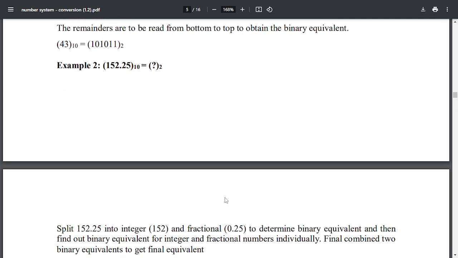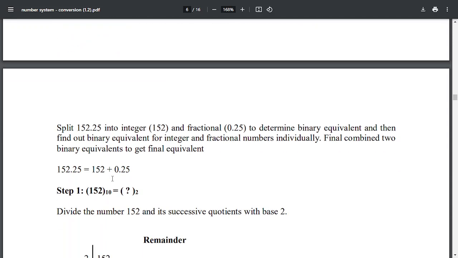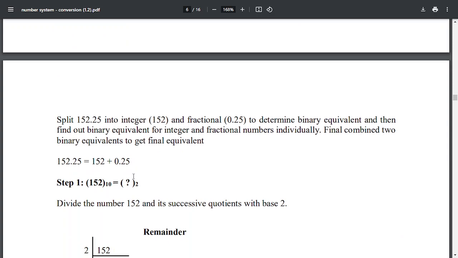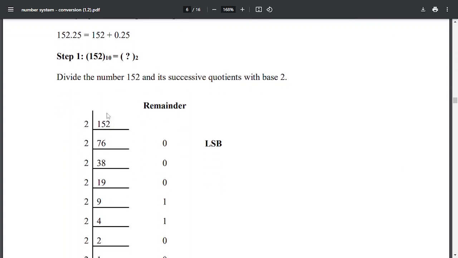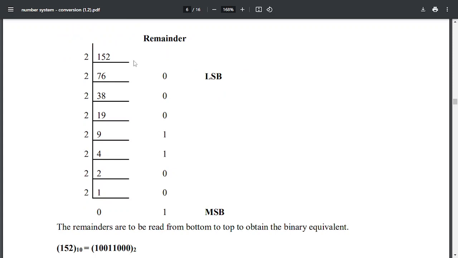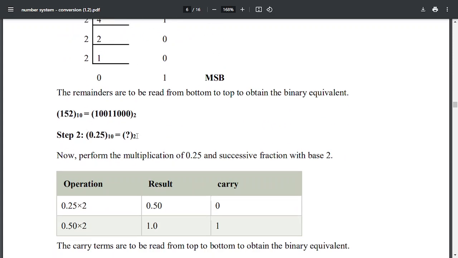Similarly, if there is a fractional part, such as 152.25 to the base 10, it can also be converted by dividing the given number into two parts, the decimal part and the fractional part separately. That is 152 plus 0.25 gives us 152.25. In the normal way, 152 is divided by 2 continuously, so I got this number. Next, for 0.25, we multiply with the required base. So multiply 0.25 by 2, and we get 0.5. So separate the decimal part and fractional part here.